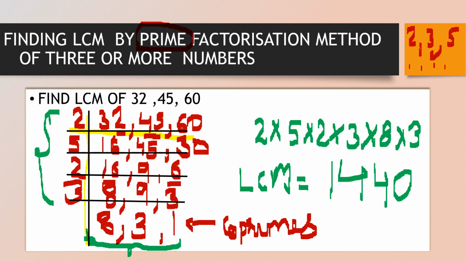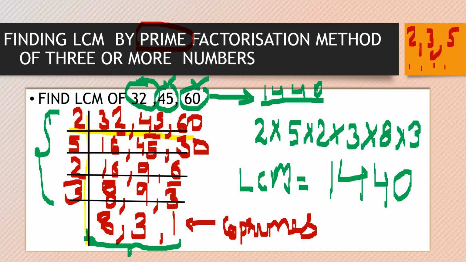So let me tell you what does this mean. When you say the table of 32 and then 45 and 60, you will go on saying the tables, writing the multiples of 32, writing the multiples of 45 and 60, and the first number that you will get common in all these three tables will be 1440.